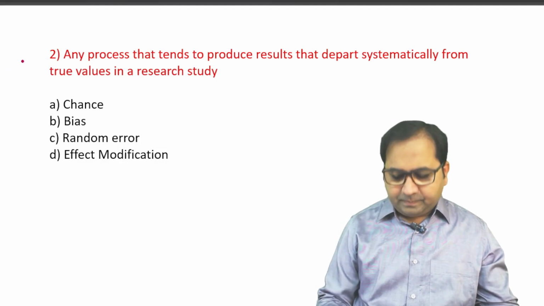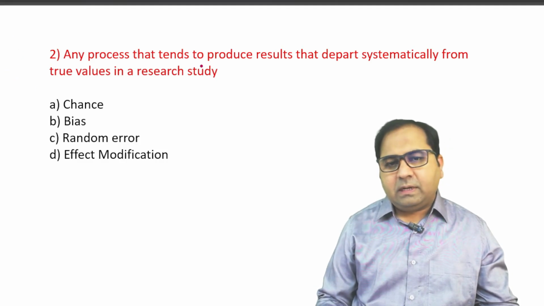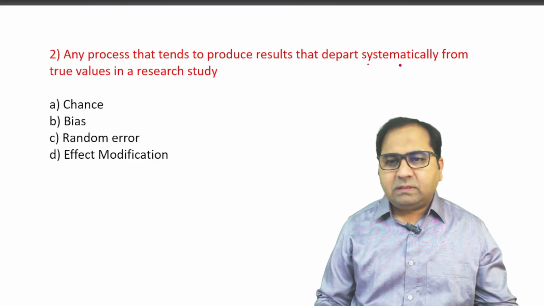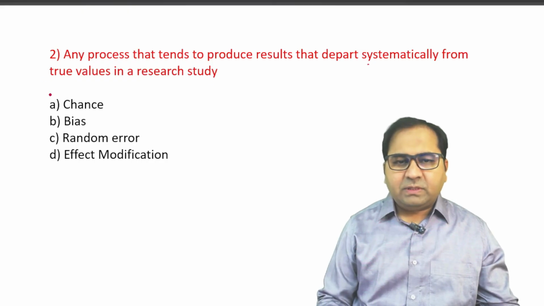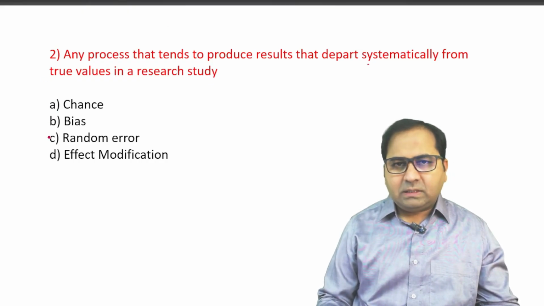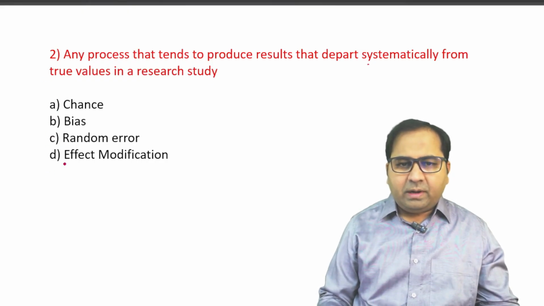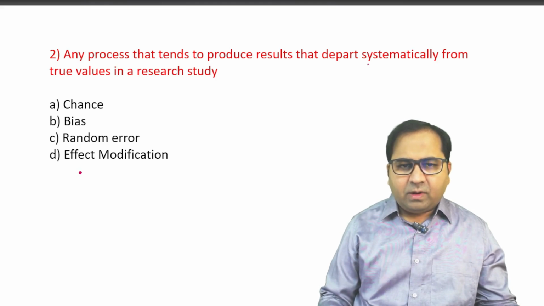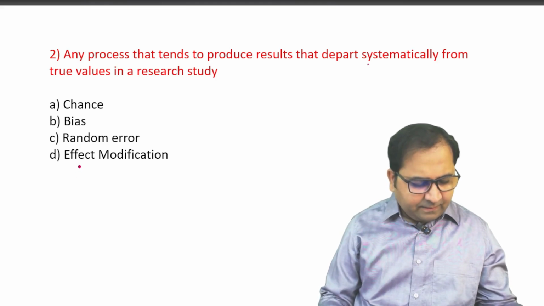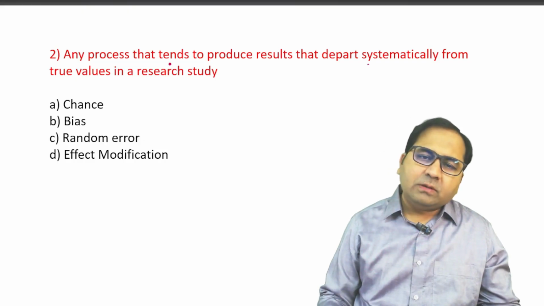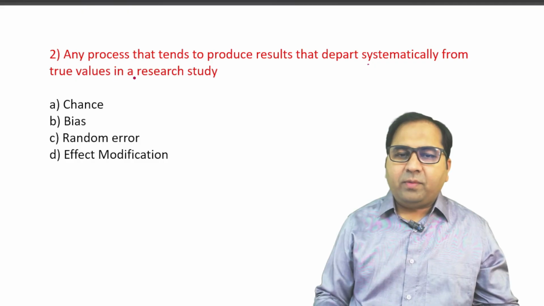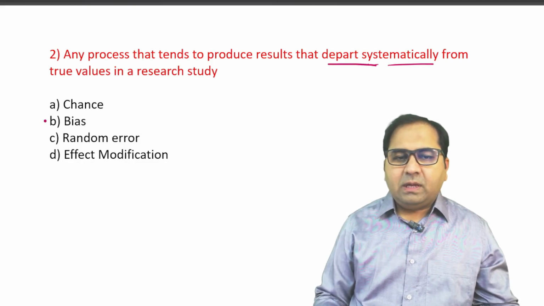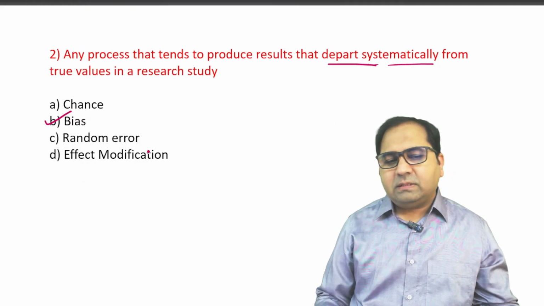Let us see the next question. Any process that tends to produce results that depart systematically from true values in a research study is called as what? The options are A. Chance, B. Bias, C. Random error, or D. Effect modification. So what is the answer for this question? Once again, any process that tends to produce results that depart systematically from true values in a research study is called as B. Bias. B. Bias is the answer for this question.